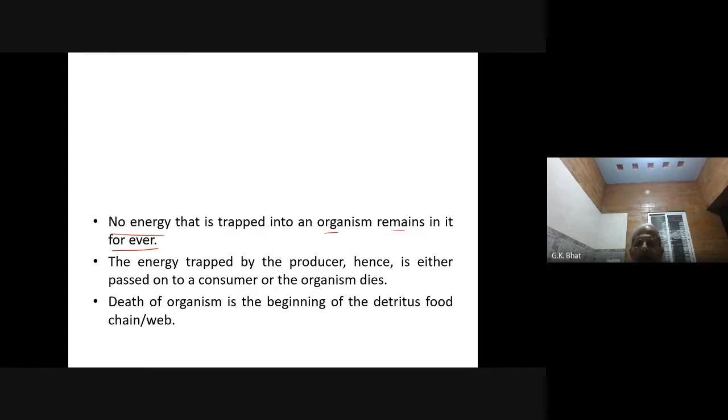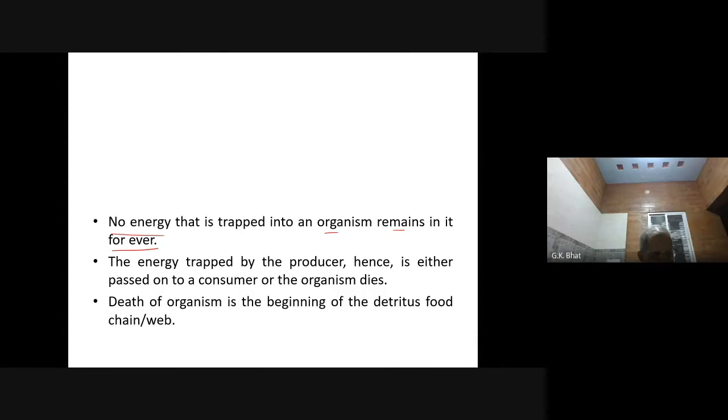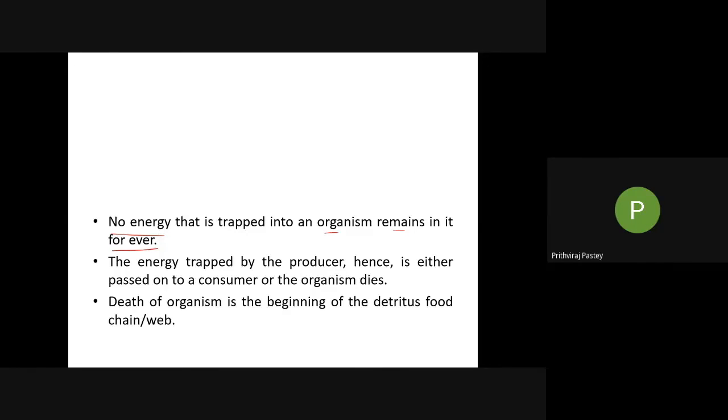You may ask, sir, energy that is trapped in the human body, is it that it remains in him only? What is your answer, Pratiraj? No, sir. We have been grown by eating solid food. Don't you think that the energy got trapped in you and is remaining here, and not that a tiger is going to come and eat you? Prithvi, are you there? Yes, sir. What is the answer? No, sir. It won't stay in me, sir.